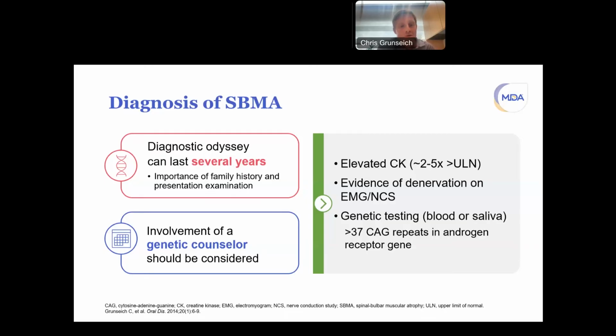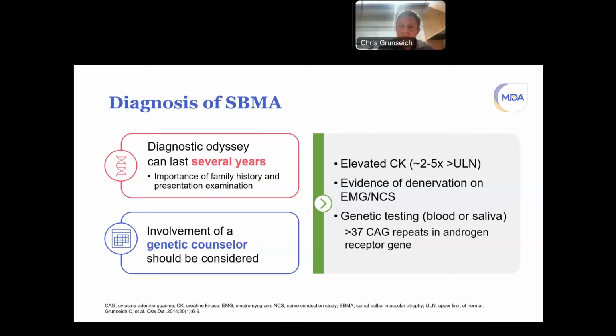Sometimes patients will present without a family history, but if there are other affected individuals in the family, it's important to involve a genetic counselor to advise on the importance of testing for SBMA in this circumstance. SBMA should also be considered if the laboratory blood work is suggestive of the diagnosis. For instance, if the serum creatine kinase is elevated 2 to 5 times above the upper limit of normal, then it would be important to consider SBMA.